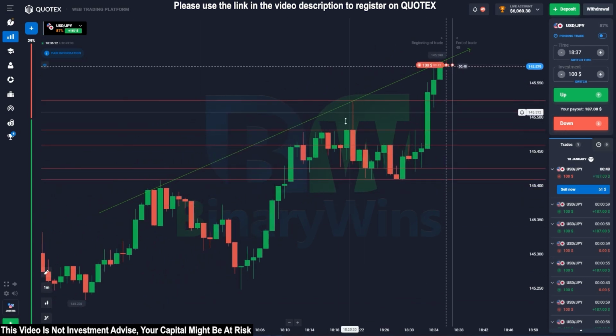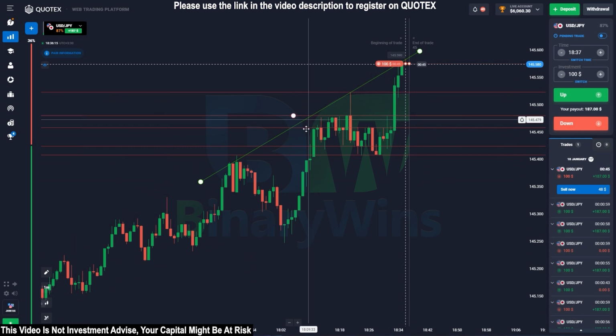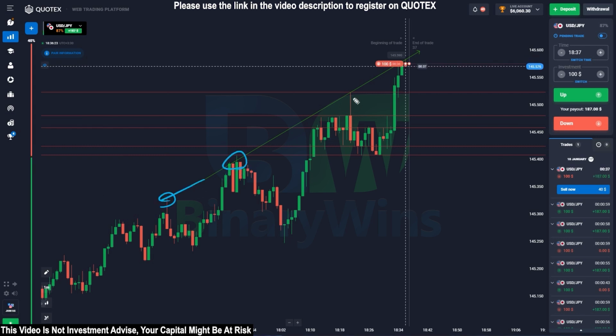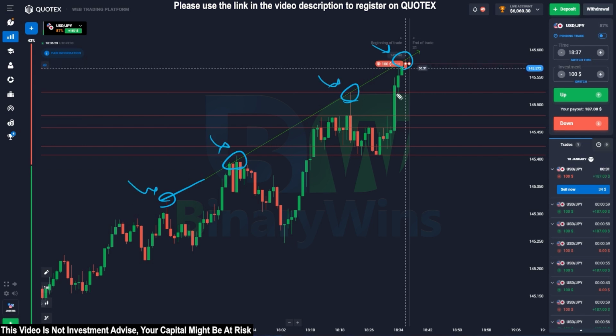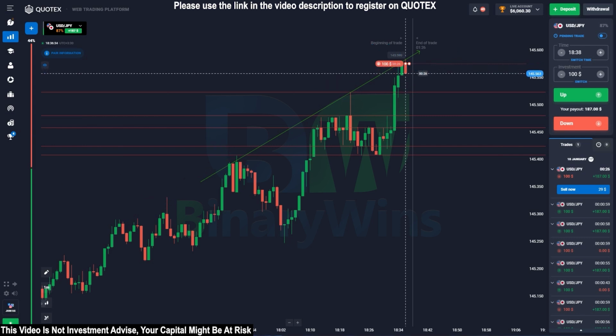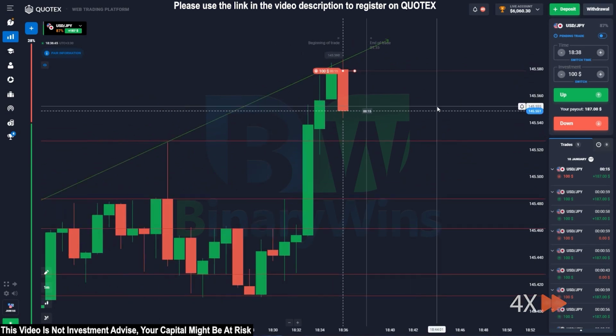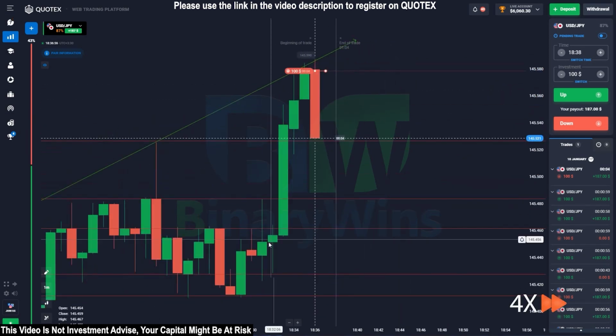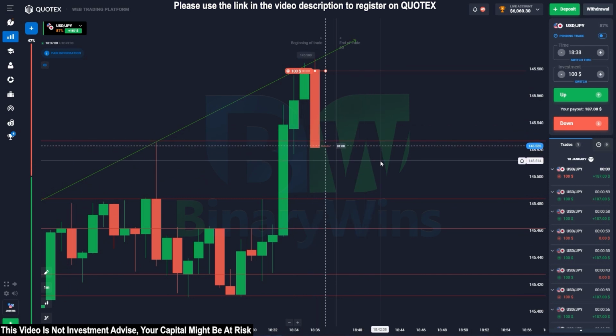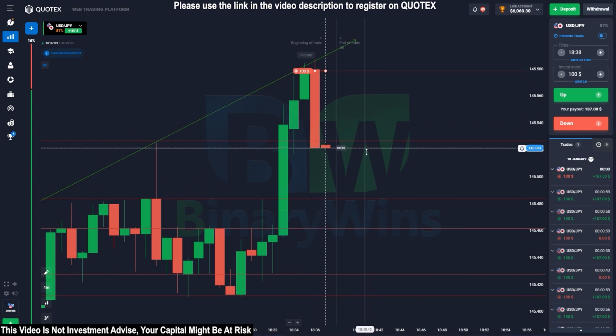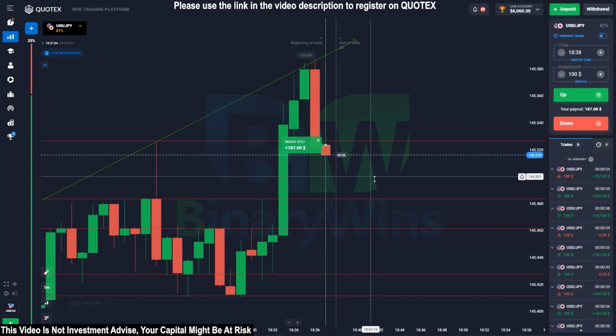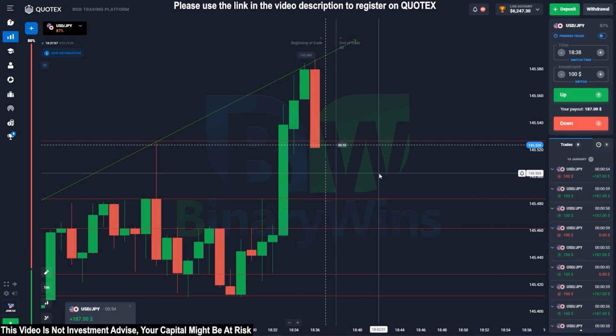If you look here, we have a trend line and an important level. There have been reversals and corrections from these points in the past. That's why I entered the lower trade. Very good.